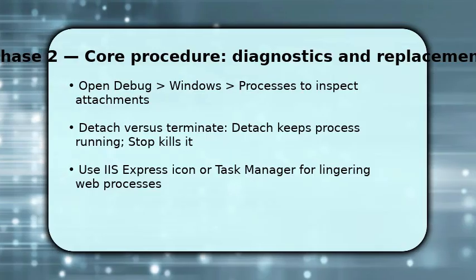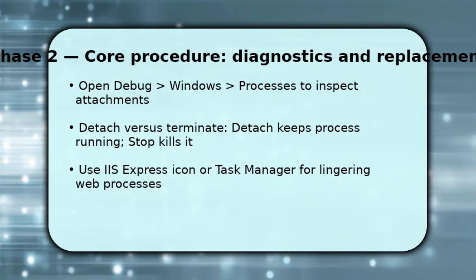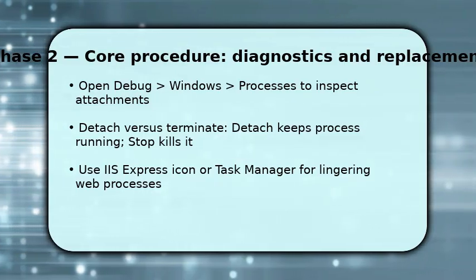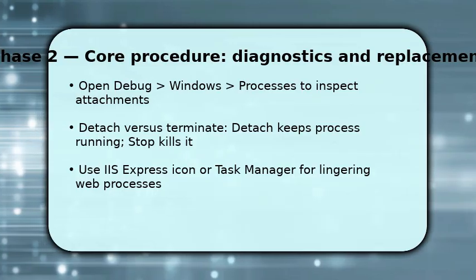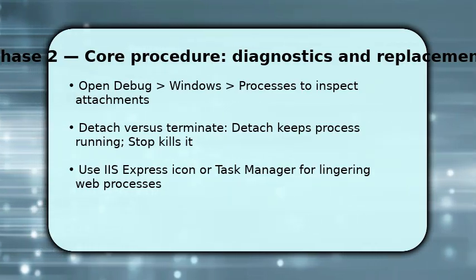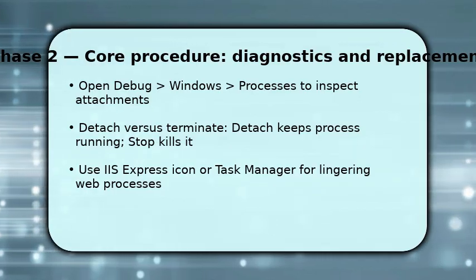Now inspect the Processes window to find every process the debugger attached to, because Visual Studio can attach to multiple items at once. Once visible, you can detach an individual process to let it continue running or terminate it to free resources. Detach when you need the program alive, terminate when you need a clean restart.